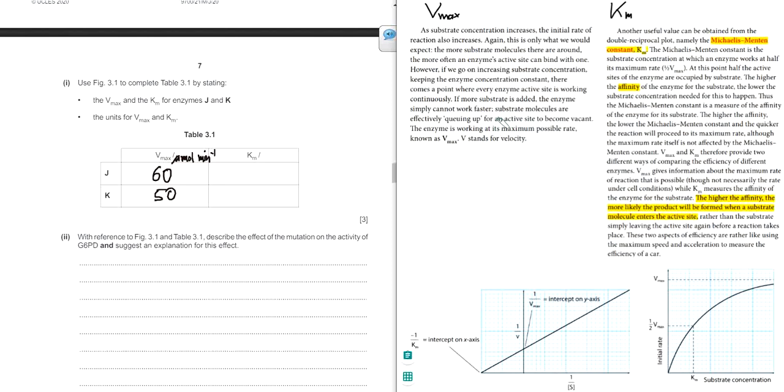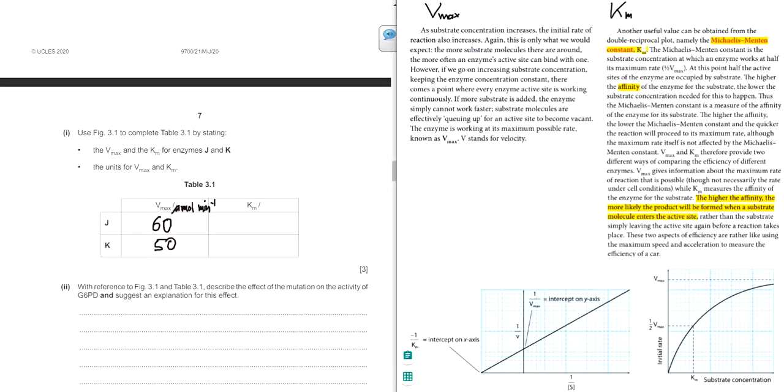So Km gives us an idea about the affinity of the enzyme, how well it works when it's not fully occupied, specifically at half Vmax. That means half of the active sites are vacant, they're free, and that means the lower the Km, the lower the Michaelis-Menten constant, the lower the substrate concentration at which we reach half Vmax, the more effective, the higher the affinity of the enzyme for that specific substrate.